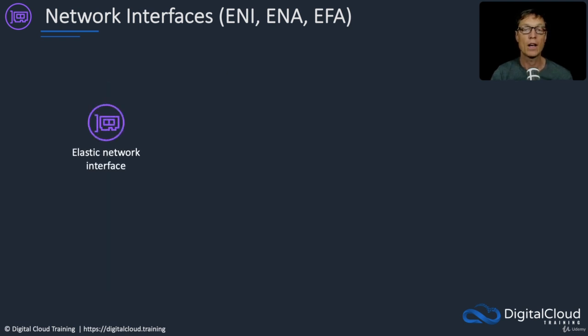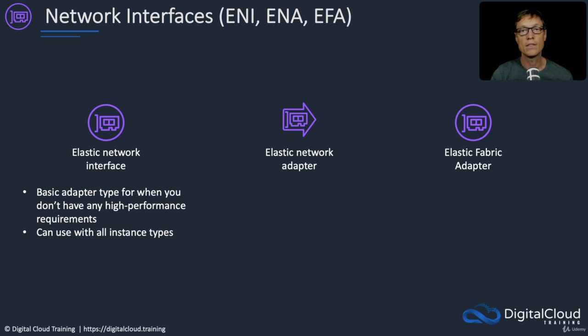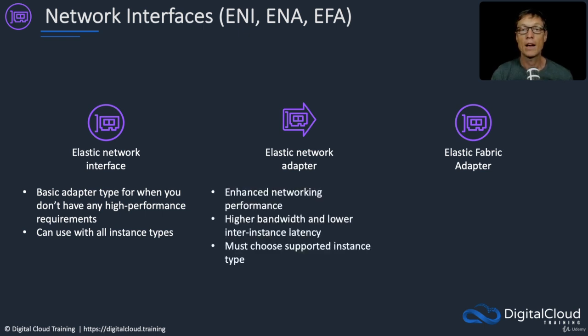Now, as I mentioned, there's elastic network interfaces, elastic network adapters, and elastic fabric adapters. So what's the difference between these? Well, the ENI is the basic adapter for when you don't have any specific high performance requirements, and you can use it with any EC2 instance type. The elastic network adapter is for enhanced networking performance. It has much higher bandwidth and lower inter-instance latency. You have to choose supported instance types. You can't use any instance type with an ENA.